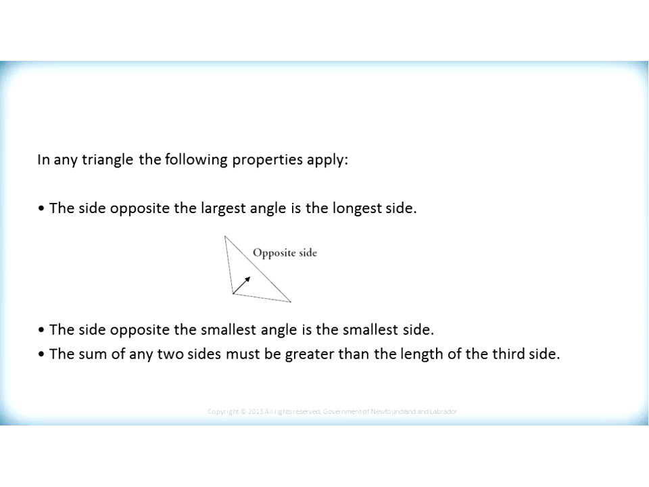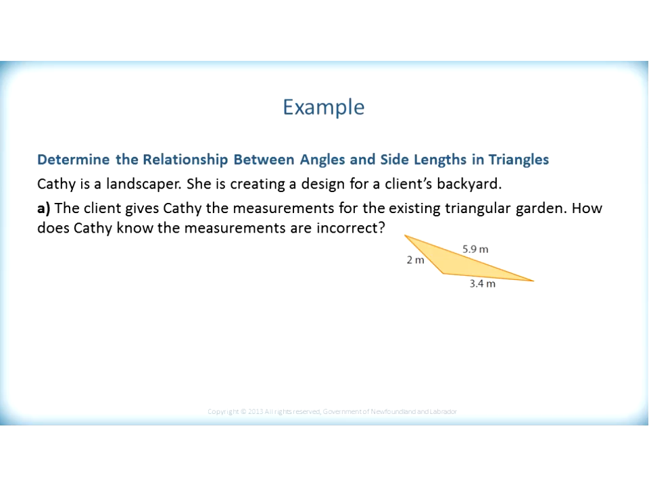And this is also important. The sum of any two sides in a triangle must be greater than the length of the third side. So that has to be true all the time. So we're going to start with an example.